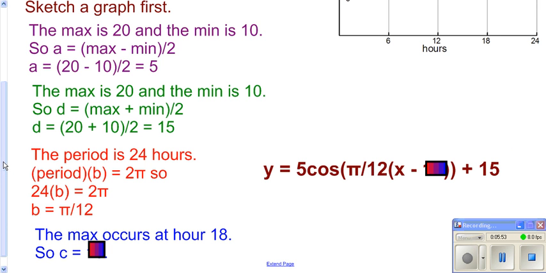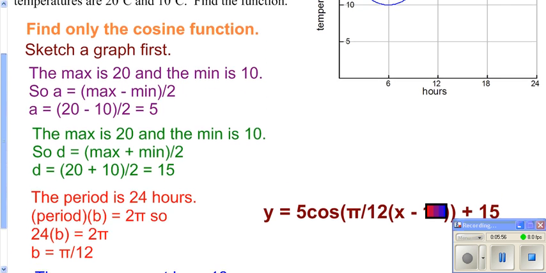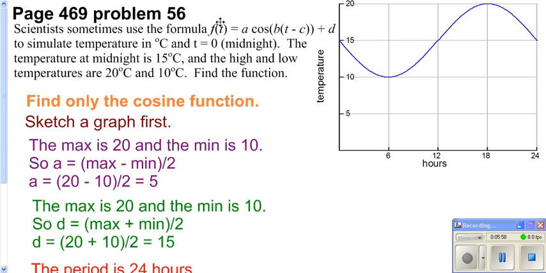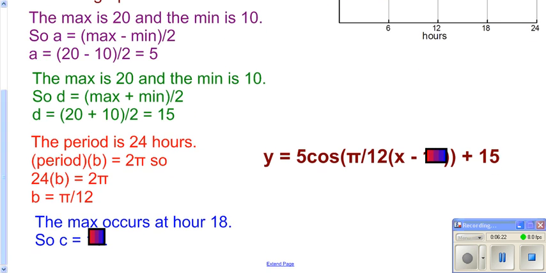Once again, C is how far you have to move your max. When we look at our graph, our cosine would have a maximum here. Your cosine's always right on your axes. You're not moving left or right at all unless you have a phase shift. So your maximum would be here. Well, we need to move it from here all the way over to here, which means we went 18 units to the right. So C is 18. And since we're moving it to the right, you got to go and subtract, with C being 18.